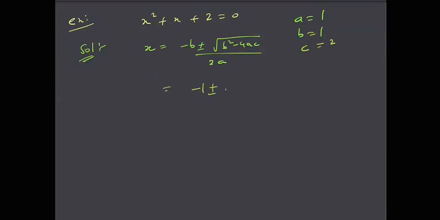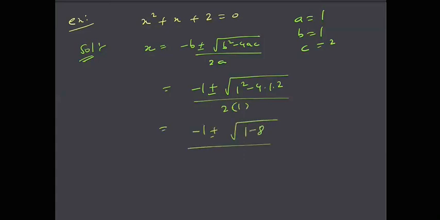Minus b plus minus square root of 1 square minus 4 into 1 into 2 by 2 into 1. So this is minus 1 plus minus square root of 1 minus 8 by 2. So this is minus 1 plus minus square root of minus 7 over 2. So you see here you are getting square root of minus 7 over 2. But we know that square root of minus 7 is meaningless, right?